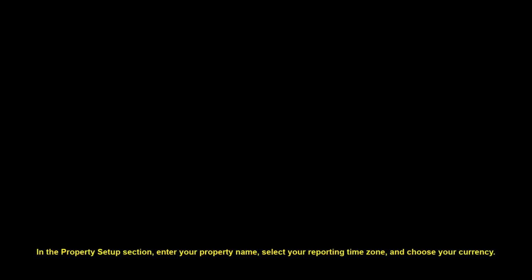In the Property Setup section, enter your property name, select your reporting time zone, and choose your currency. Click on Next to proceed. Complete the Business Information section by selecting your industry category and business size. Click on Create to finalize your property setup.